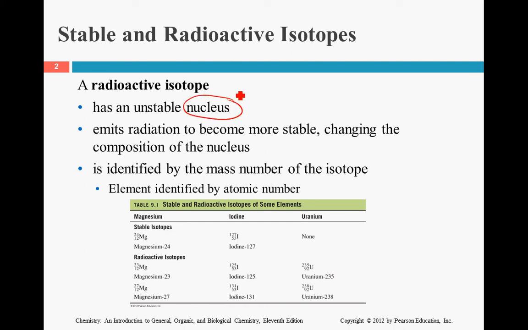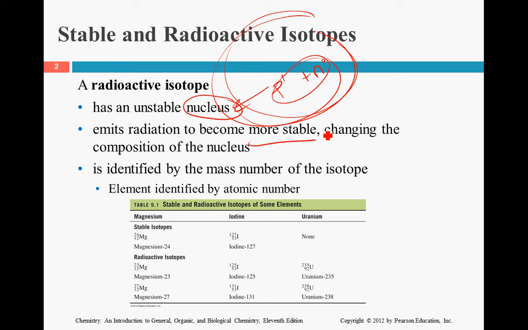Now let's take a small refresher on that. The nucleus is the protons and the neutrons in the middle of the atom. Surrounding the nucleus are the electrons. Up until now, we've been talking about the electrons on the outside. This time, we're talking about the center of the atom, the protons and neutrons. Radioactive isotopes emit radiation to become more stable, changing the composition of the nucleus.